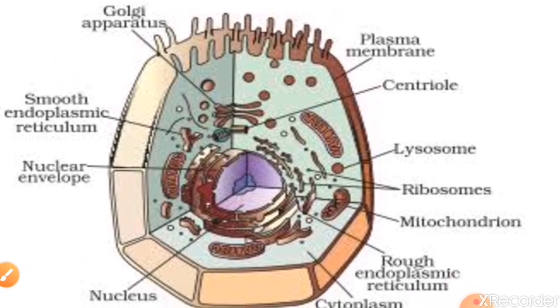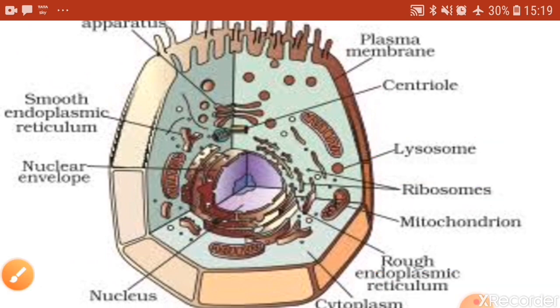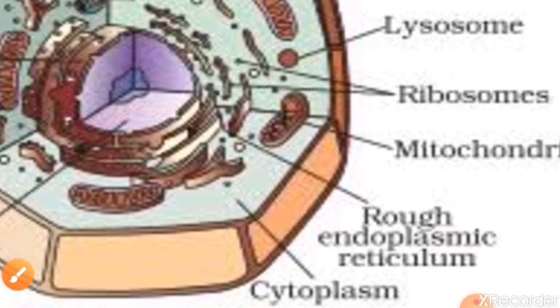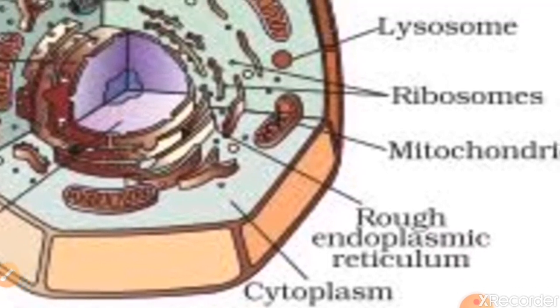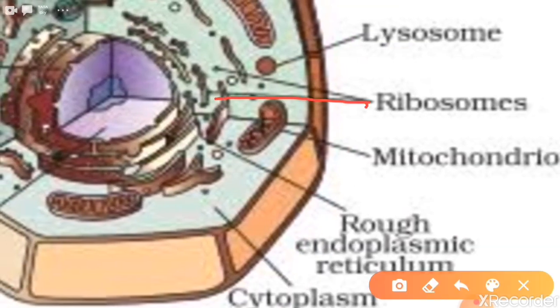Then other important structures that you see are lysosomes, the digestive bags or suicidal bags of the cell. Then you find the ribosomes. The role of ribosome is to synthesize protein. It is the site of protein synthesis. These ribosomes you find either attached to the rough endoplasmic reticulum, as it is over here, or they may be lying free in the cytoplasm also. Those ribosomes are not surrounded by any membrane.